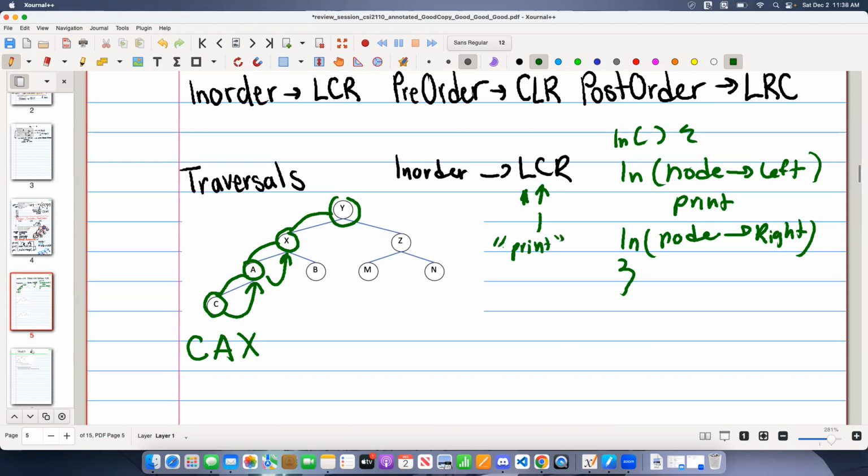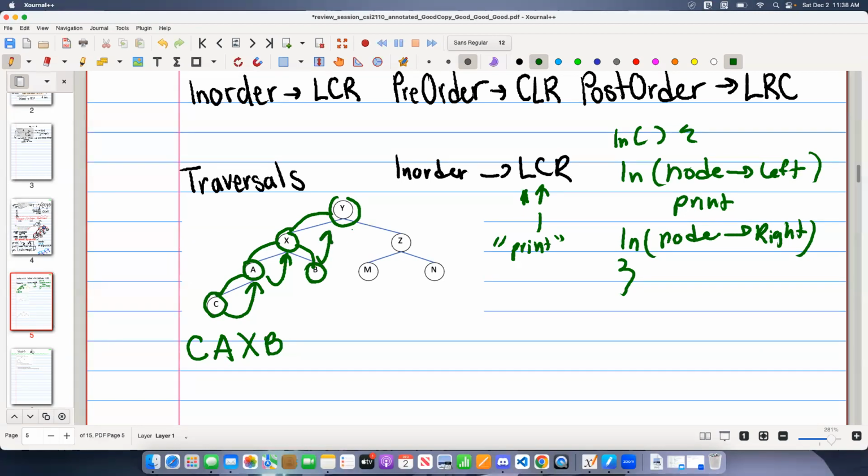Okay, is there a right towards X? Because that's the next line. After center, we go right. Is there a right? Yes. So then we travel to the right. We have B. Is there a left to B? No. Then we write B. Is there a right to B? No. So then we travel back up.